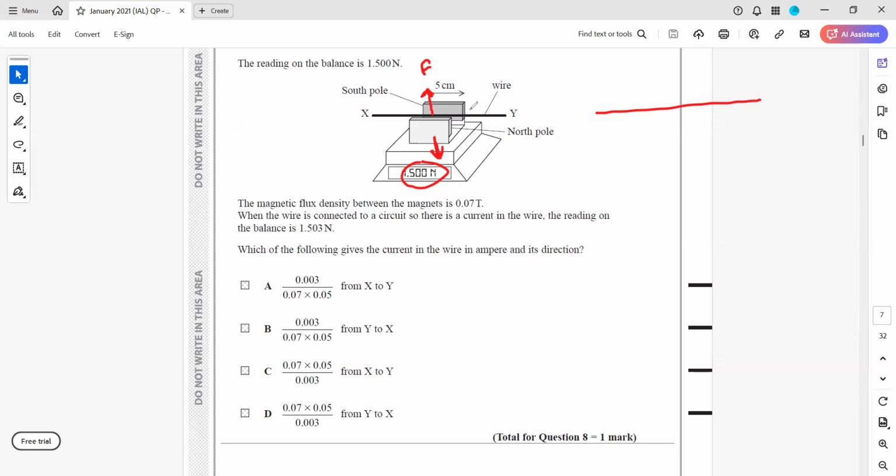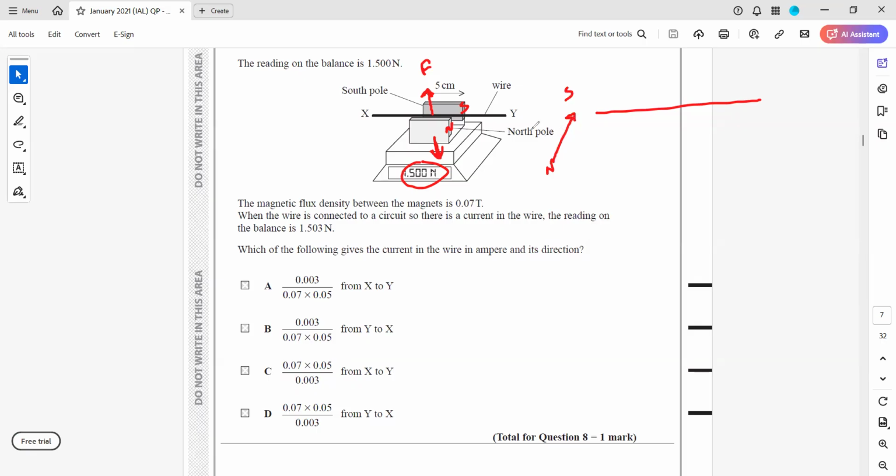And if we know the direction of the force, which of the four options gives the current? We need the current here. We have the poles: this is a north pole and this is a south pole. So with the left hand rule, your index finger points toward the direction of the magnetic field.